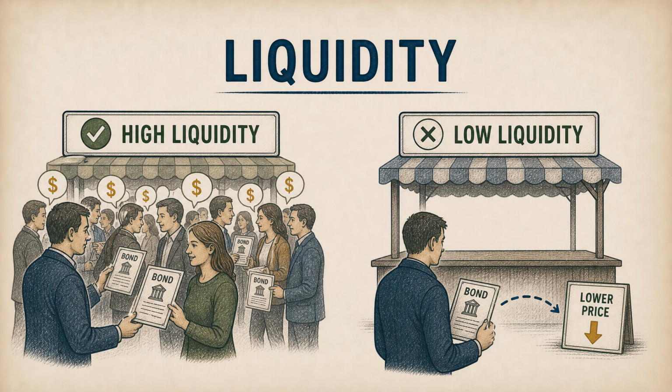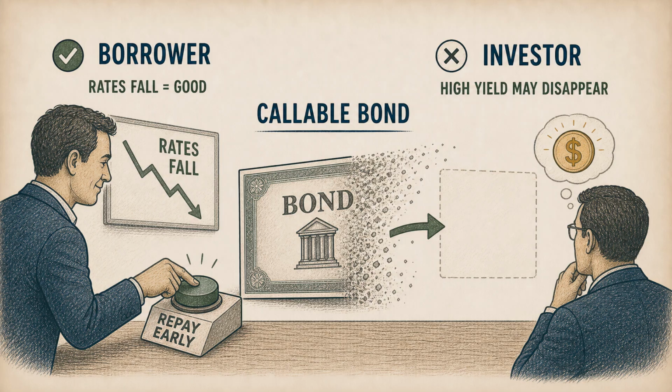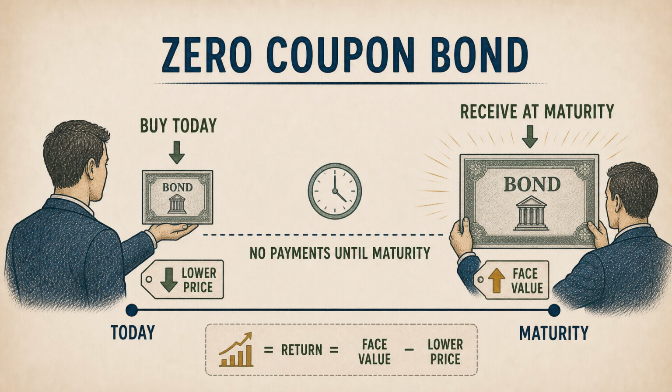Liquidity means how easily you can sell something at a fair price. Some bonds trade actively, others may be harder to sell quickly. If a bond is less liquid, an investor might have to accept a lower price to get out fast. Some bonds are callable. That means the borrower has the right to repay the bond early under certain conditions. This can be good for the borrower when rates fall, but less ideal for the investor because the higher-paying bond may disappear.